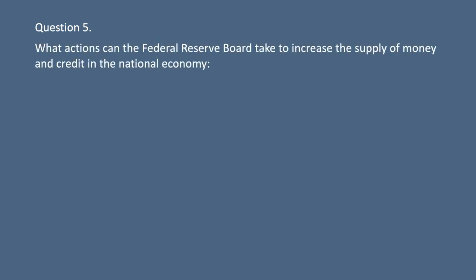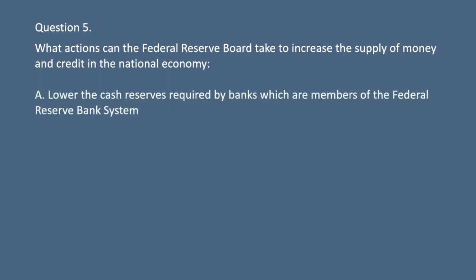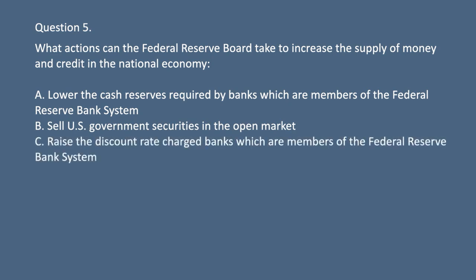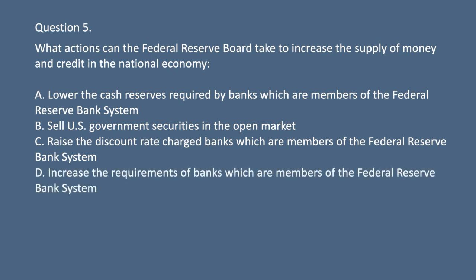Question 5. What actions can the Federal Reserve Board take to increase the supply of money and credit in the national economy? A. Lower the cash reserves required by banks which are members of the Federal Reserve Bank system. B. Sell U.S. government securities in the open market. C. Raise the discount rate charged banks which are members of the Federal Reserve Bank system. D. Increase the reserve requirements of banks which are members of the Federal Reserve Bank system.